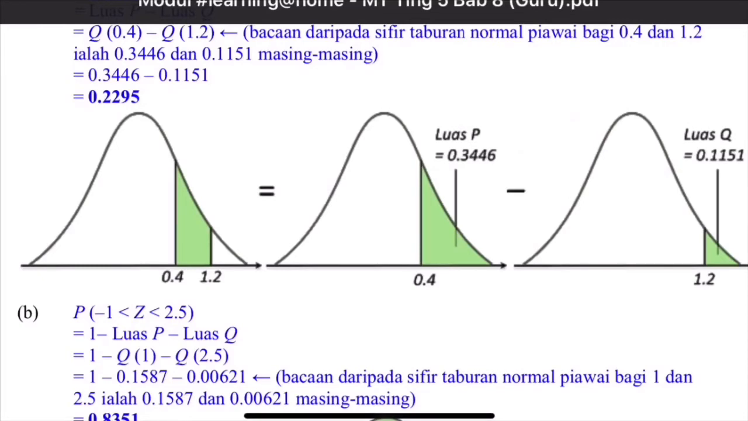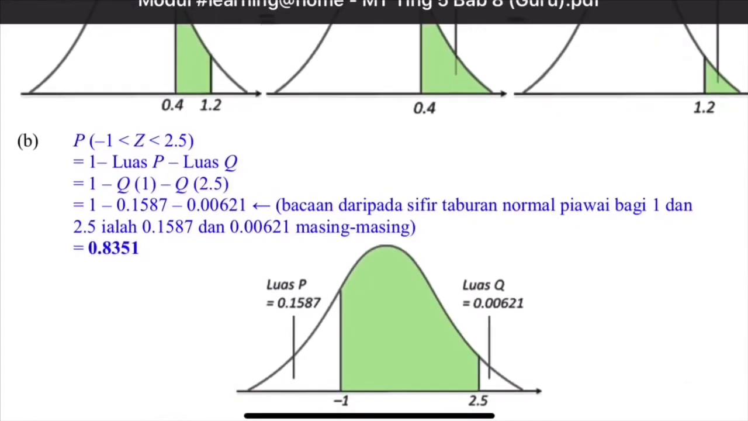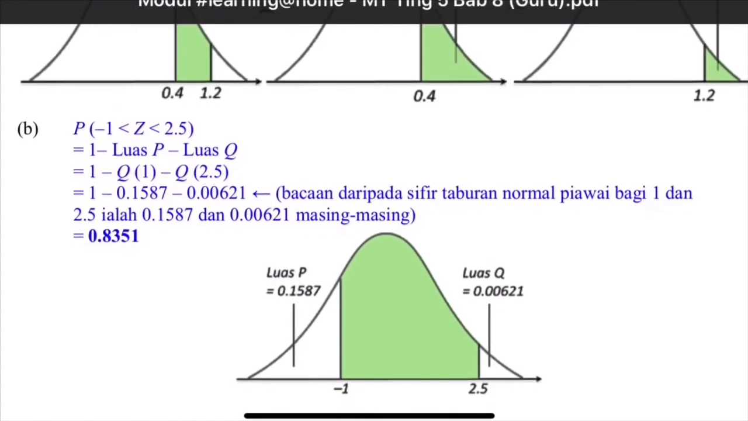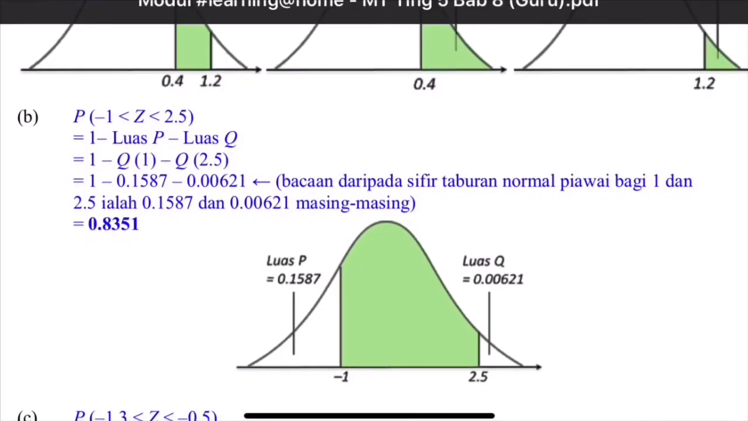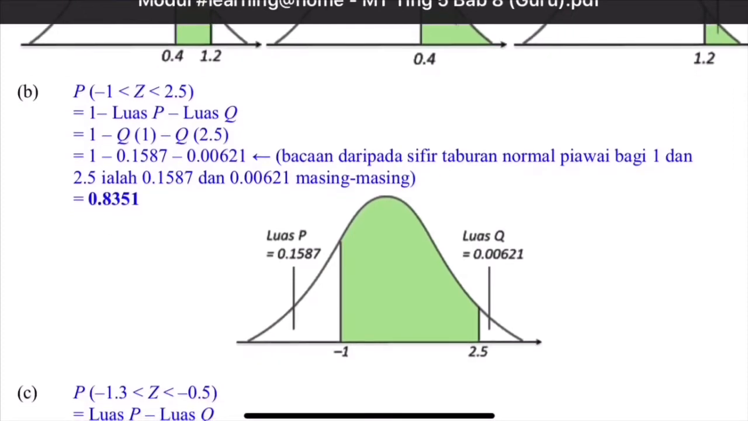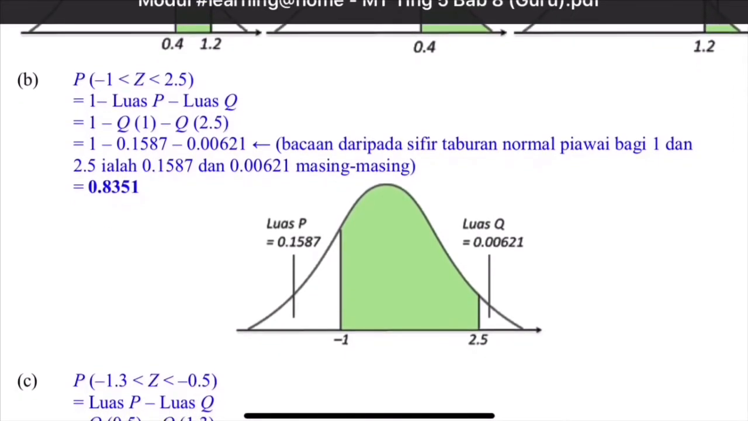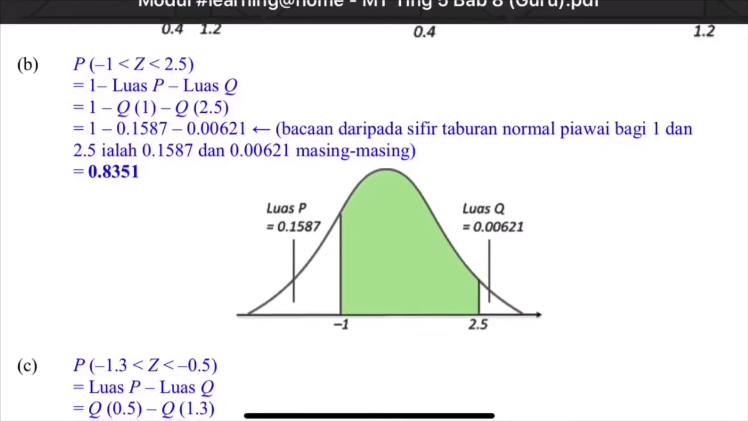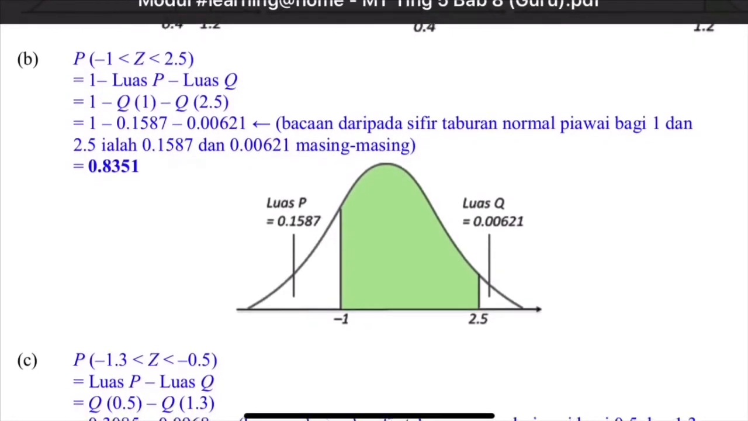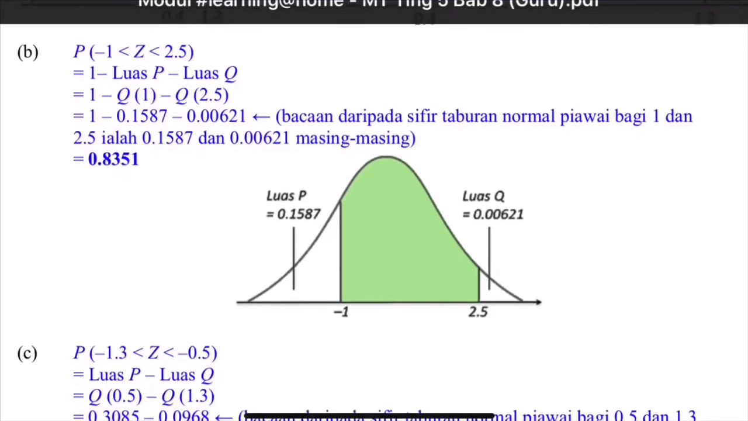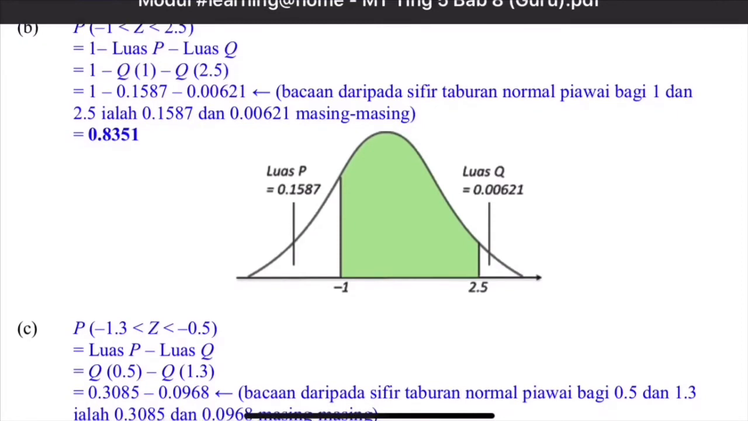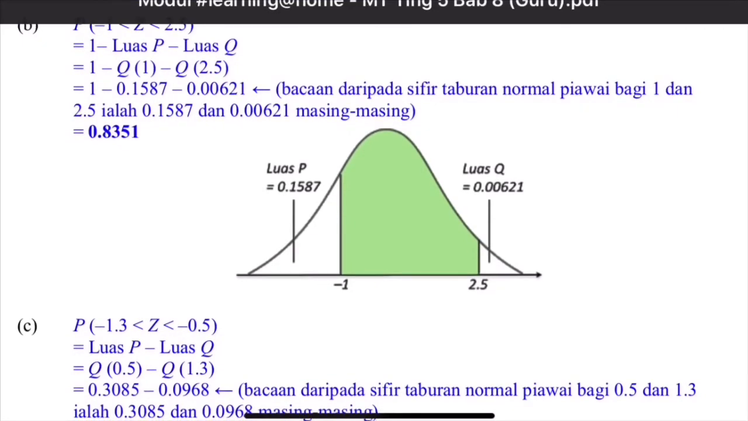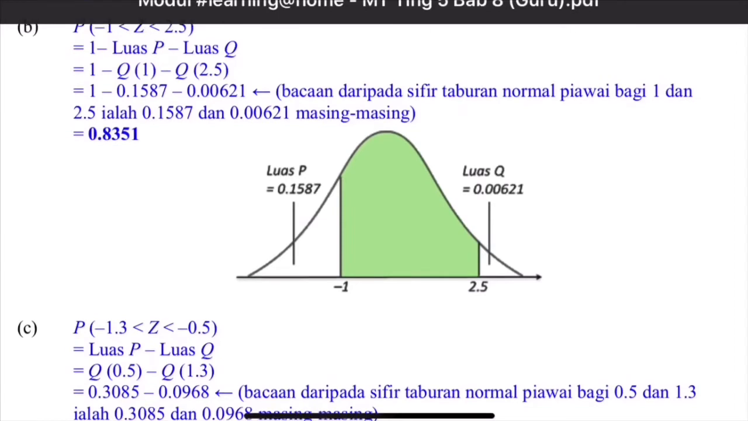So okay, you use the z-table, you make your z positive first, then you read. Let's say it's from negative 1 to 2.5. So you go to the table, you find for z of 1 is 0.1587, and you find for 2.5 for z is 0.00621. So you have to take 1 minus 0.1587 minus 0.00621. Why? You look at the bell shape, you understand why you need to minus.